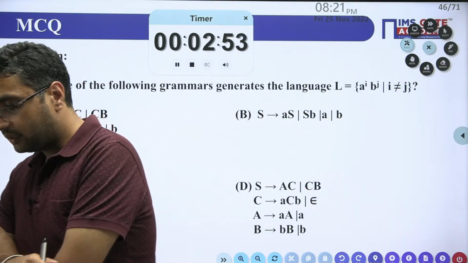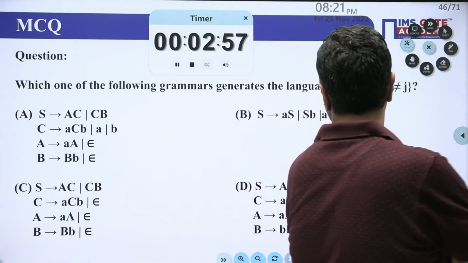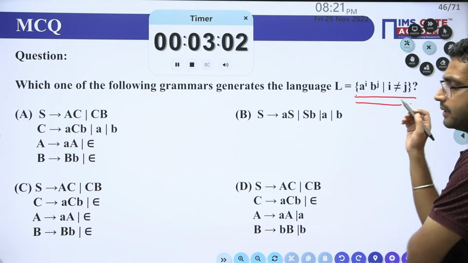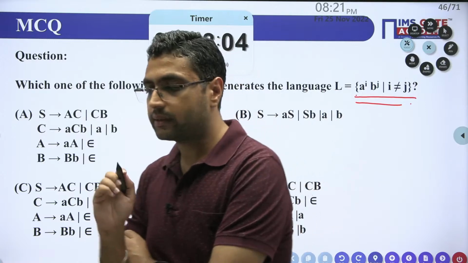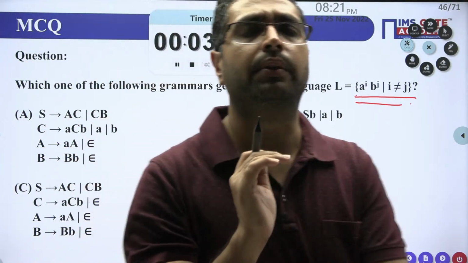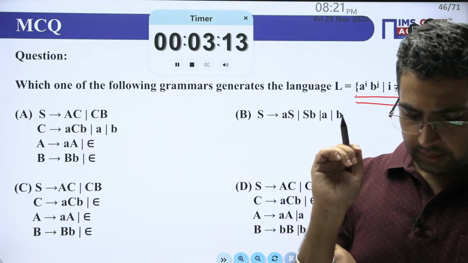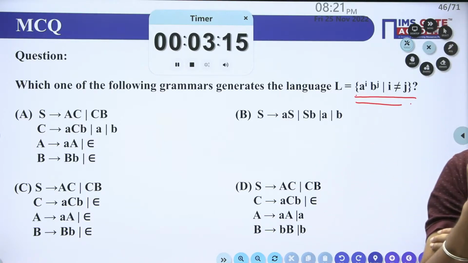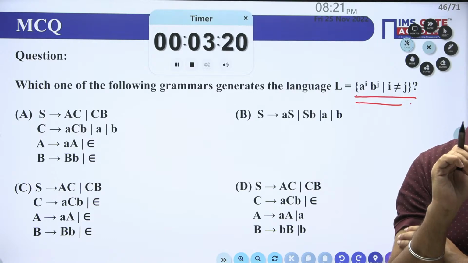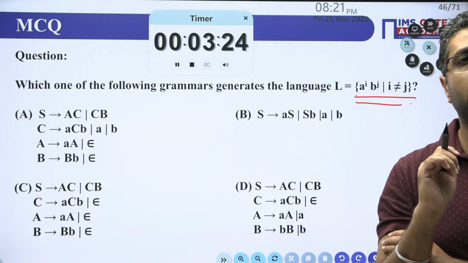So as I said, when a grammar is representing a certain language, the strings in the language have to be accepted and the strings not in the language have to be rejected. That's the crux of this question. Right? So Saurav says B, and Saurav just cross check. Okay, Saurav now also says D.